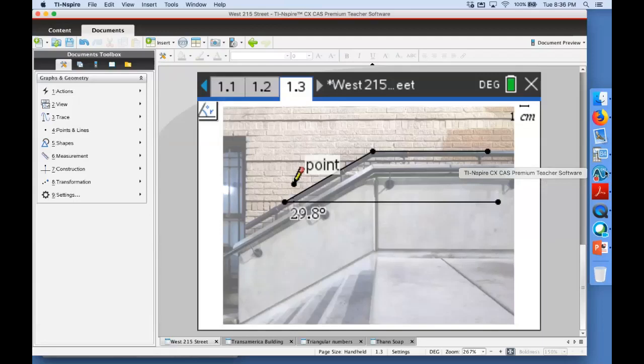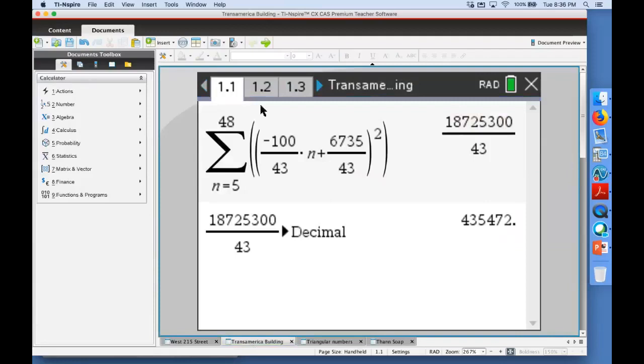Because what I did here is I just played a little bit with Inspire. I took that formula for the length of the side of the nth floor, and of course it's squared, and I just did the summation, and I came up with this answer, about 435,000 square feet. So that's one possibility to do.